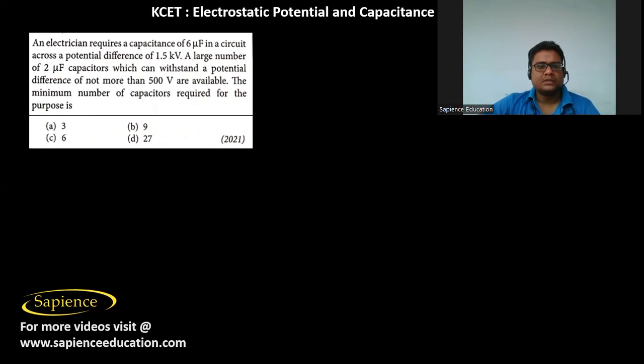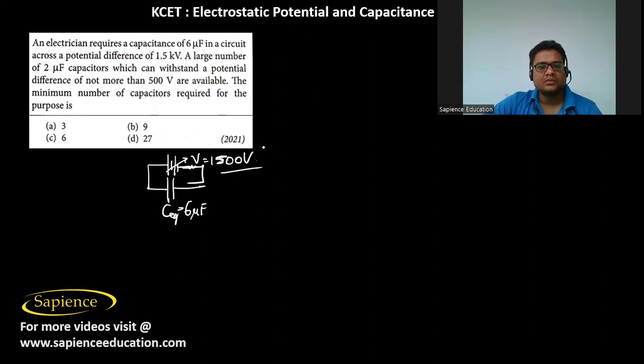Then here it has been told that an electrician requires a capacitance of 6 microfarad. He needs an equivalent capacitance of 6 microfarad in a circuit across a potential difference V of 1.5 kilovolt. So it is 1500 volt. A large number of 2 microfarad capacitors which can withstand a potential difference of not more than 500 volts are available. The minimum number of capacitors required for this purpose.